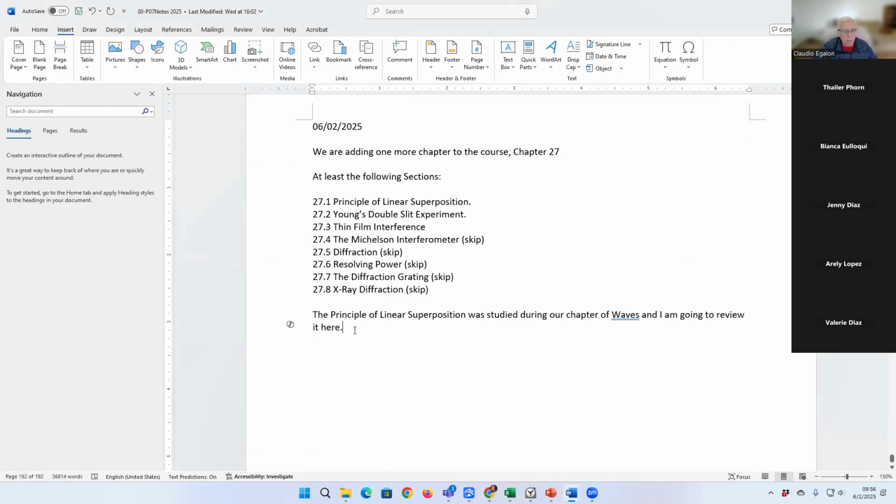Principle of linear superposition. But first, let us review, right? The topic of waves, okay? There are all sorts of waves. We have pulses that move from one place to another.